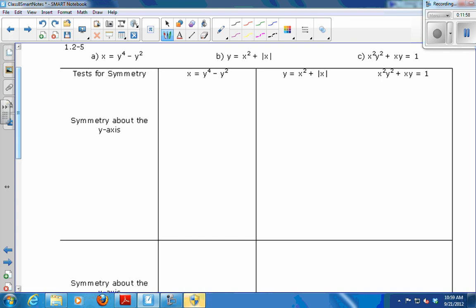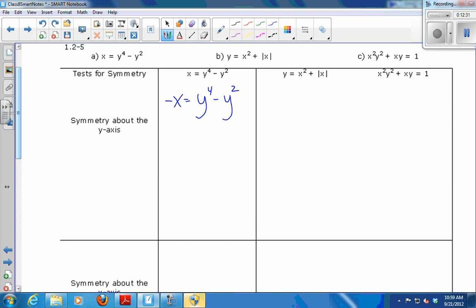So the test for symmetry about y is what? Replace the x with negative x. So instead of an x here, I'm going to write a negative x. Leave the y's exactly as they are. Is this equation that I just wrote down equivalent to the original? Is there any way I can manipulate it by moving things around, multiplying by negative 1, anything I can do to make it look like the original equation?